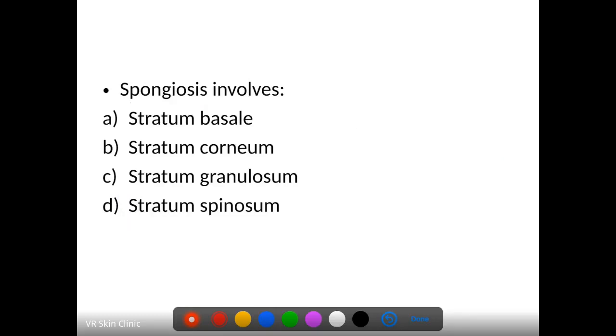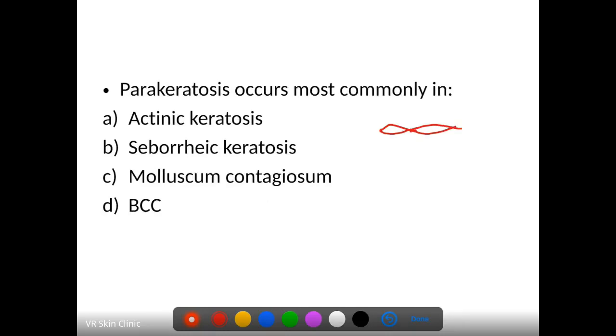Parakeratosis. What does that mean? That means the stratum corneum layer, the uppermost layer, has nucleus retained, whereas normally there are anucleate cell layers. We see this condition commonly in actinic keratosis because it is a pre-malignant condition.